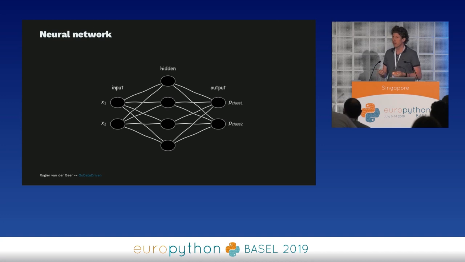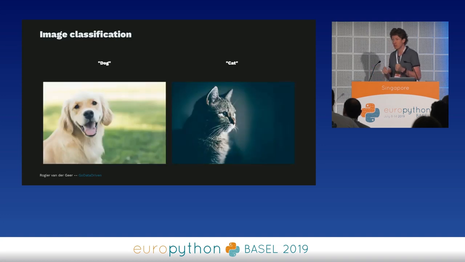But we're talking here about image classification and not about 2D points. So instead of just having two inputs, we have an image. In this case, the left one is a dog and the right one is a cat. That's something that we can easily see, but we would want a neural network to recognize something like that for us. And for that, you cannot use a simple neural network like the one I showed before. We're going to need something a little bit more complicated.